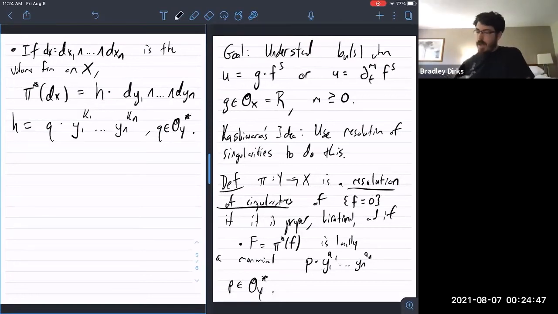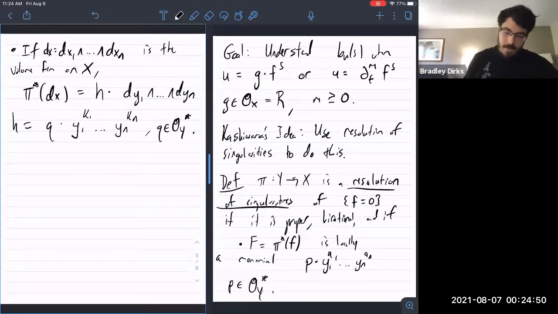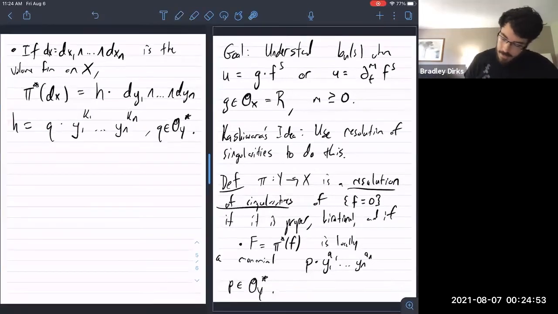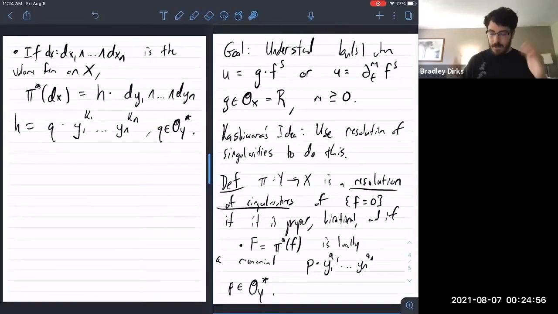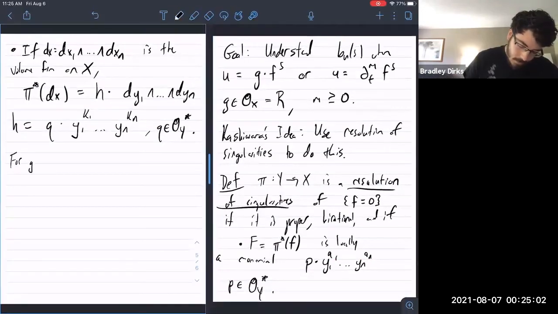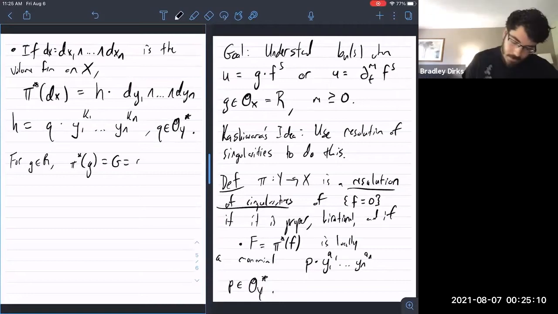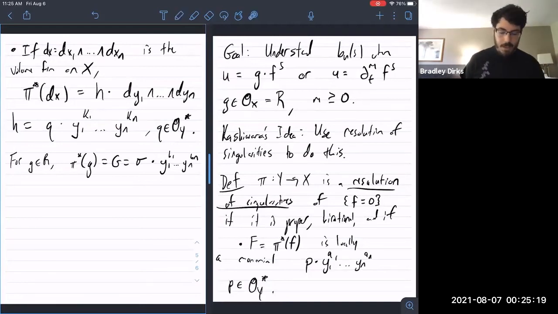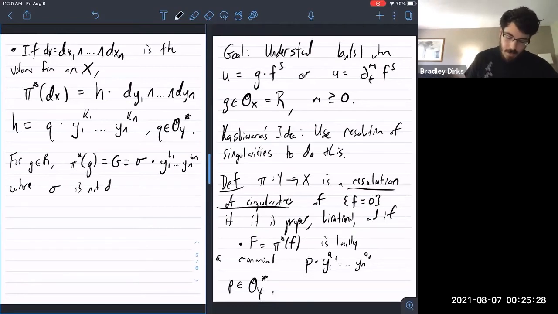And maybe just to fix these letters, we're going to want to keep track of these k's. They correspond to pulling back the volume, the differential form. These a's correspond to pulling back f. And then for this g in R, we'll write pi upper star g as some sigma times a monomial. It's not really important what the coefficient is, but I did want some letters for the order of vanishing of g, the pullback along those coordinates. So here, sigma doesn't have to be a unit, but sigma is not divisible by the y's.